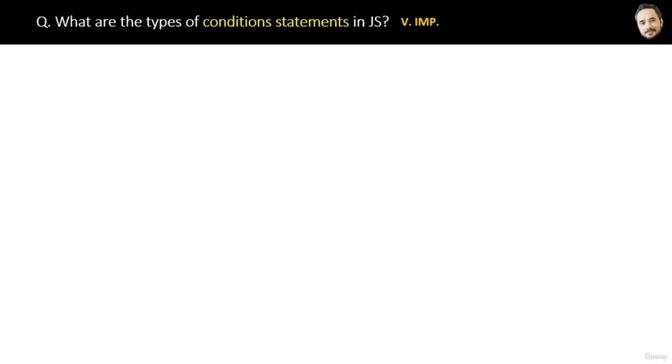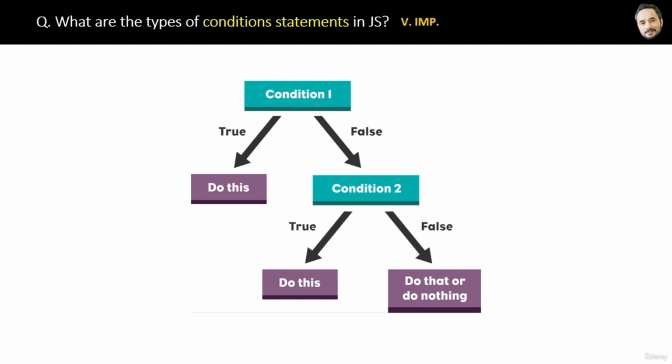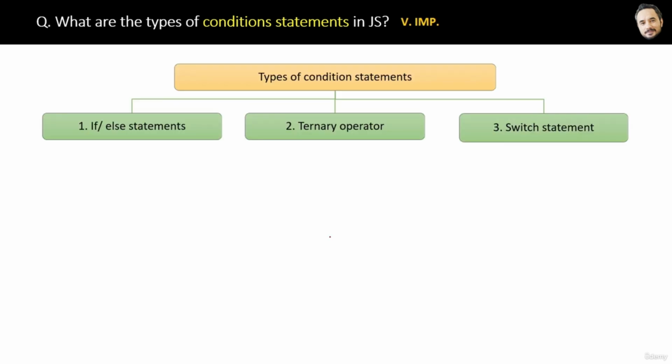What are the types of conditional statements in JavaScript? Very important question in the history of any programming language. We know conditions. If condition 1 is true, then do this. But if it is false, do something else or run another condition. Something like this, right? Conditions can be handled in different ways in programming. And here are the types of conditional statements. You can use any one to evaluate conditions in your applications.